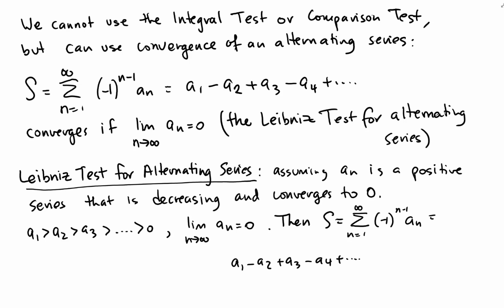Then when we add up this alternating series, the total amount that you have for S will have to be bigger than 0, but less than a sub 1. And as you continue this, it will keep converging, which means that it will converge. And we can use this to show some series converge. So let's take a look at one.